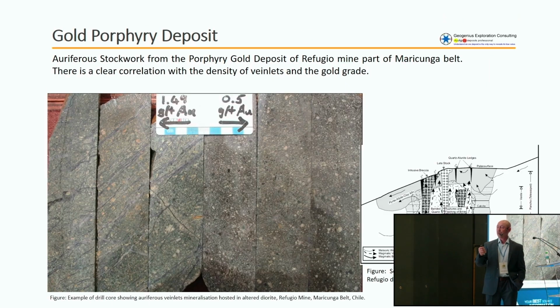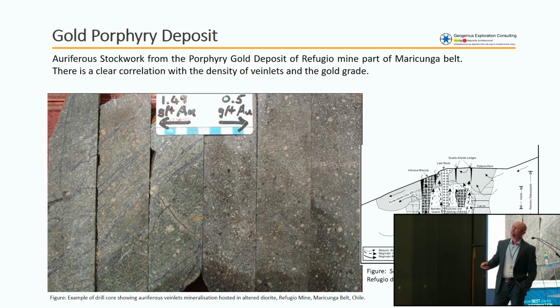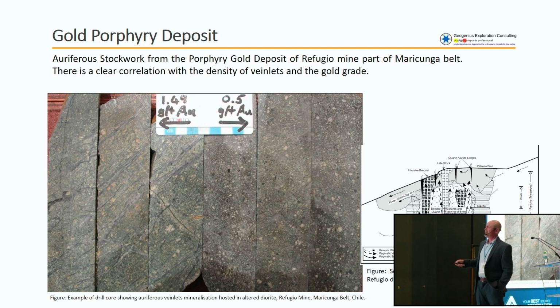Before going to Cimarron, that's a picture of, so Cimarron is a little bit like this. Compared to Refugio, that's one example of a Maricunga porphyry gold deposit. You have your diorite, and you have a clear relation with the gold with a density of veins, 1.5 grams per ton to 0.5. If you remember, it's approximately the type of grade that we have at the Quellerita deposit. That's a long talk. I don't have time to go there, and time flies.